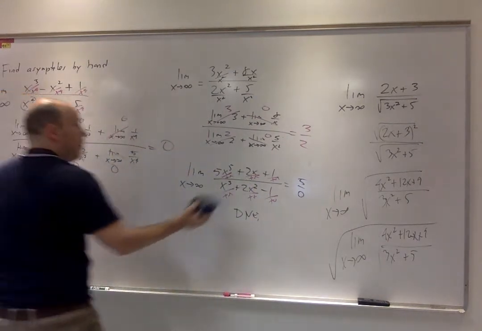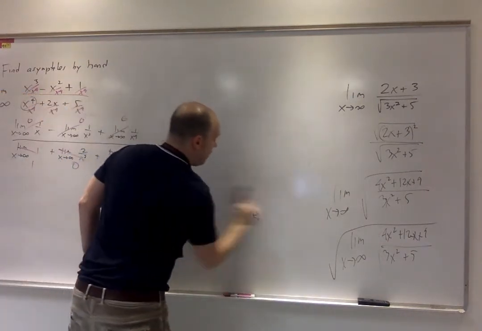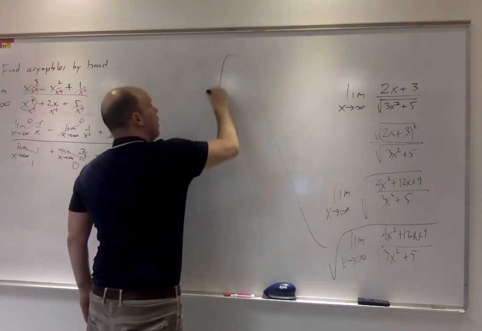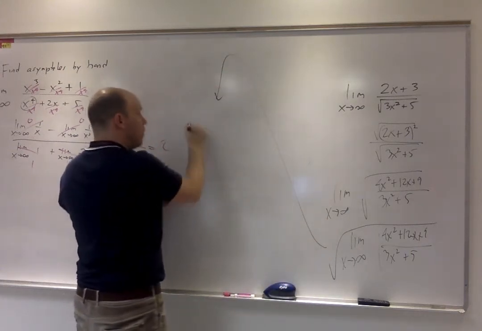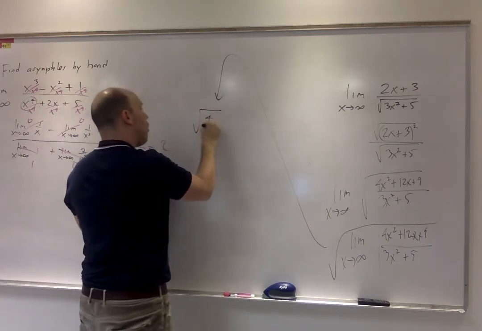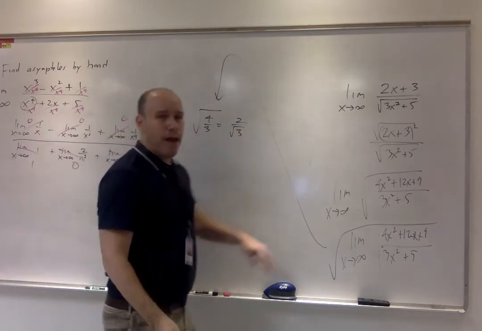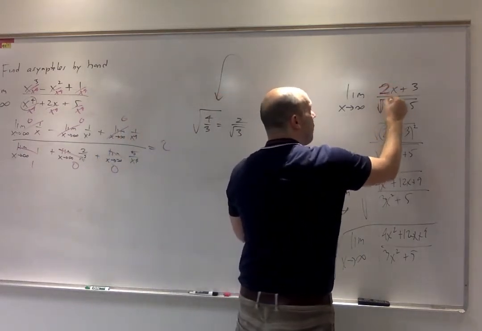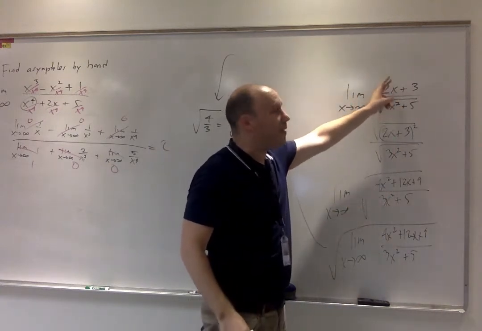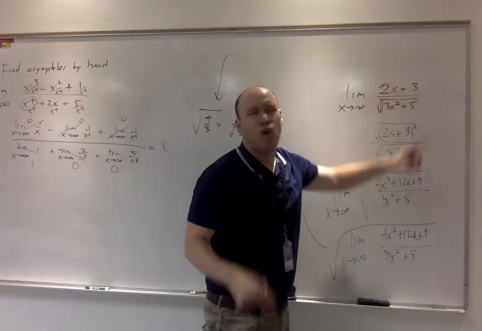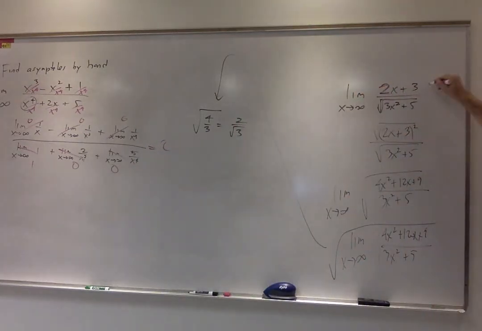Sorry, I'm running out of ink in my pens. And therefore, it's equal to what? The square root of 4 over 3, which is 2 over radical 3. And you should say, oh, you know what? I could have just taken this and this off. That makes sense because as x gets ridiculously large, this 3 and this 5 don't really matter. So this actually becomes 2x over the square root of 3x squared, which becomes 2x over radical 3 x. That's where that comes from.